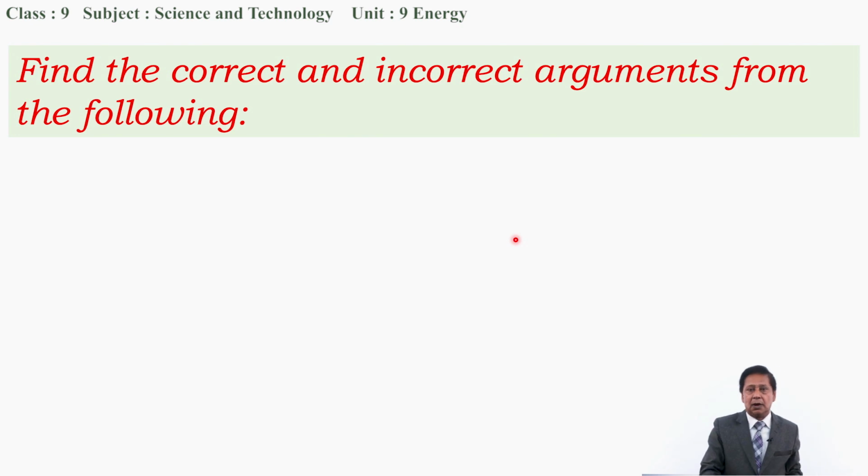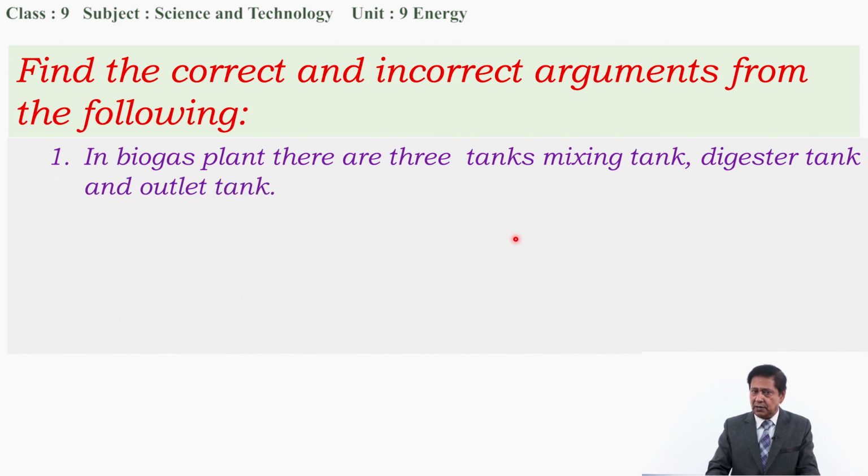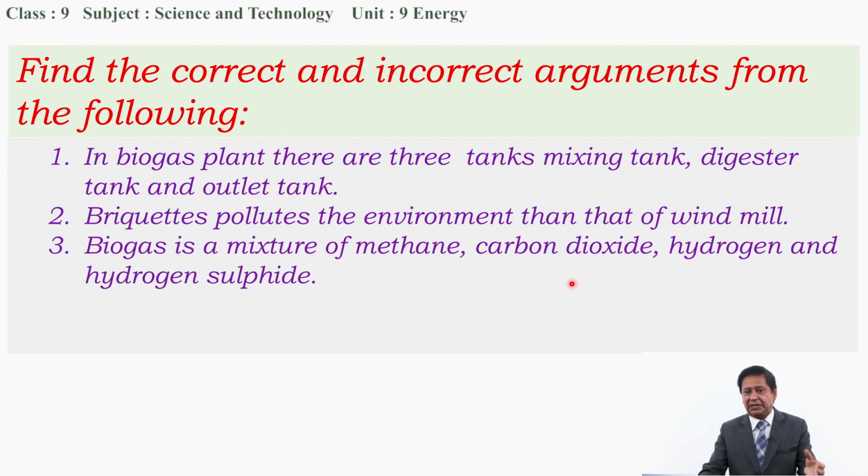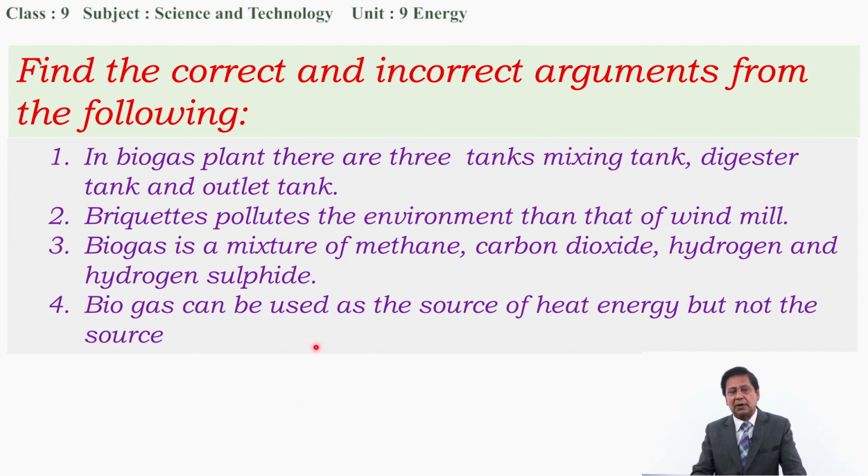Now let's talk about some other question also. Find the correct and incorrect arguments from the following. Arguments are: in biogas plant there are 3 tanks: mixing tank, digester tank and outlet tank. Is it correct? Now think about this. Briquette pollutes the environment more than that of the windmill. Biogas is a mixture of methane, carbon dioxide, hydrogen and hydrogen sulfide. Is this correct? Another point, biogas can be used as source of heat energy but not the source of light. This argument is correct or not? Now looking at all these, we have to declare whether these arguments are correct or not.